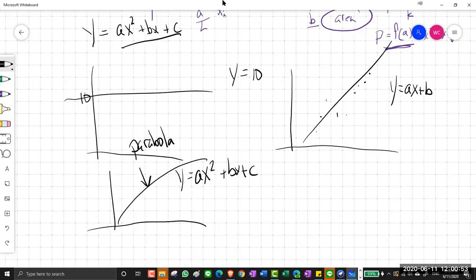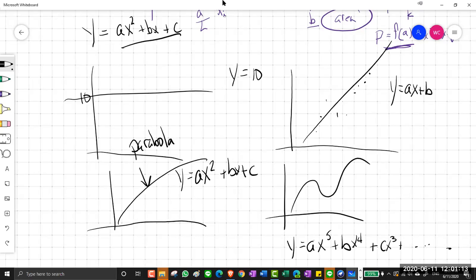Okay, maybe we can do that. Or maybe we could go better, I mean, more complicated. Y equals, let's say, ax to the 5th plus bx to the 4th plus cx to the third plus, up to whatever, right? So that might be like that, okay? So maybe we could say that we're going to limit ourselves to this model. Or we could say, no, we're going to let ourselves use a slightly more complicated model. Or we could say we're even more complicated, right?